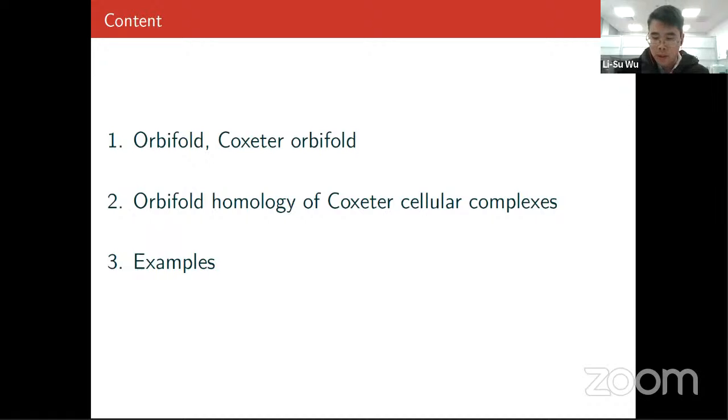It is a special QCW complex introduced by Poddar and Sarkar. In this part, I will focus on explaining how to define orbifold boundary maps by blow-up. Finally, there are some examples of Coxeter orbifolds and non-Coxeter orbifolds.